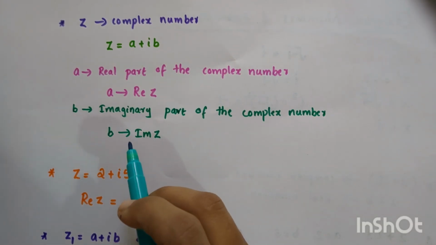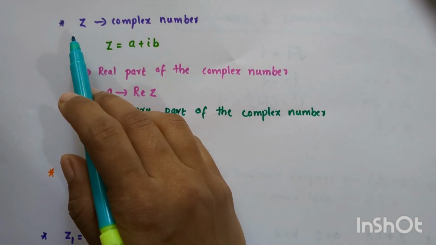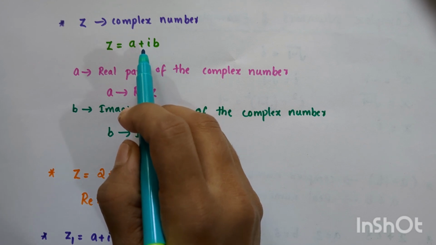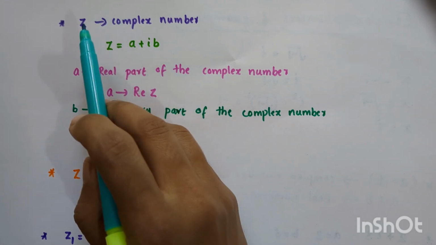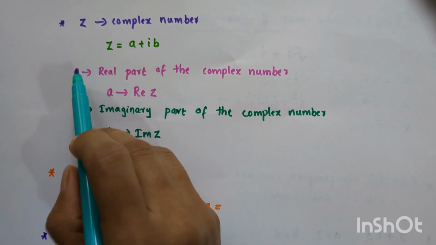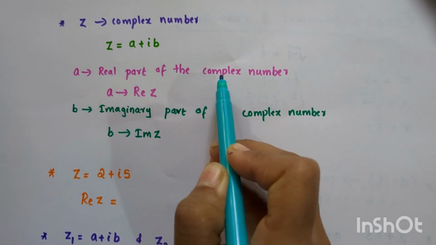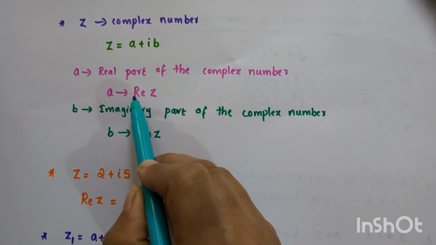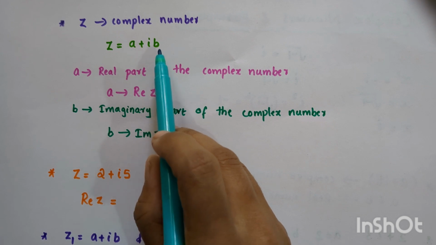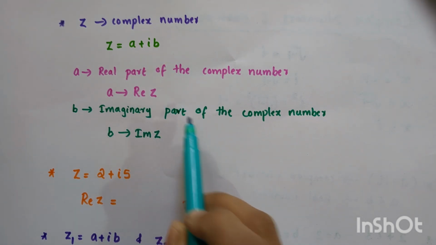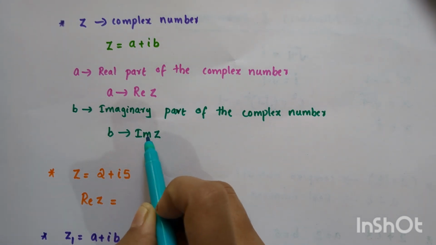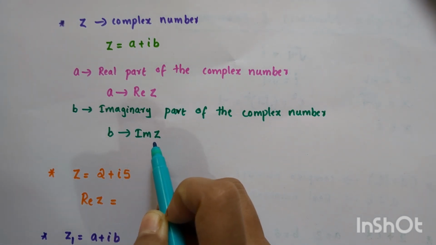See, the complex number is represented by the letter z. So we can write z is equal to a plus ib. A plus ib is a complex number. Here a is called the real part of the complex number. It is denoted by Re z, the real part of the complex number z. And b is called the imaginary part of the complex number. So b can be denoted by Im z, the imaginary part of the complex number z.